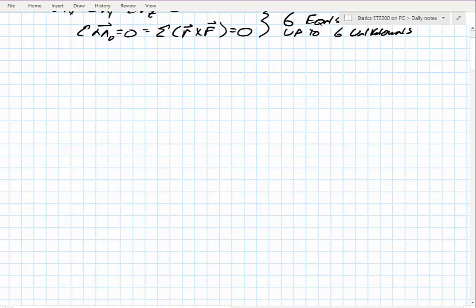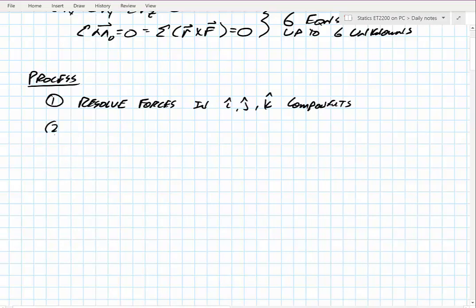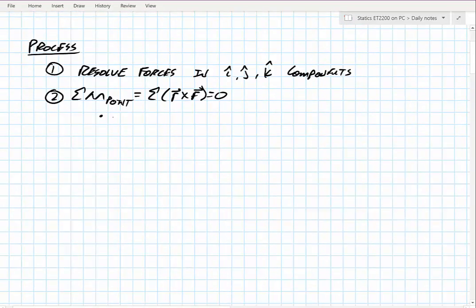All these problems can be solved in somewhat the same way, at least the general process that I tend to follow. The first step in my process is to resolve all of my forces into their i, j, and k components. After we have resolved them into components, then generally I'll sum the moments about some kind of point. The key to this second step is that you want to pick a point that contains 1 or 2 unknowns to make the problem solvable. So be strategic where you pick that point.